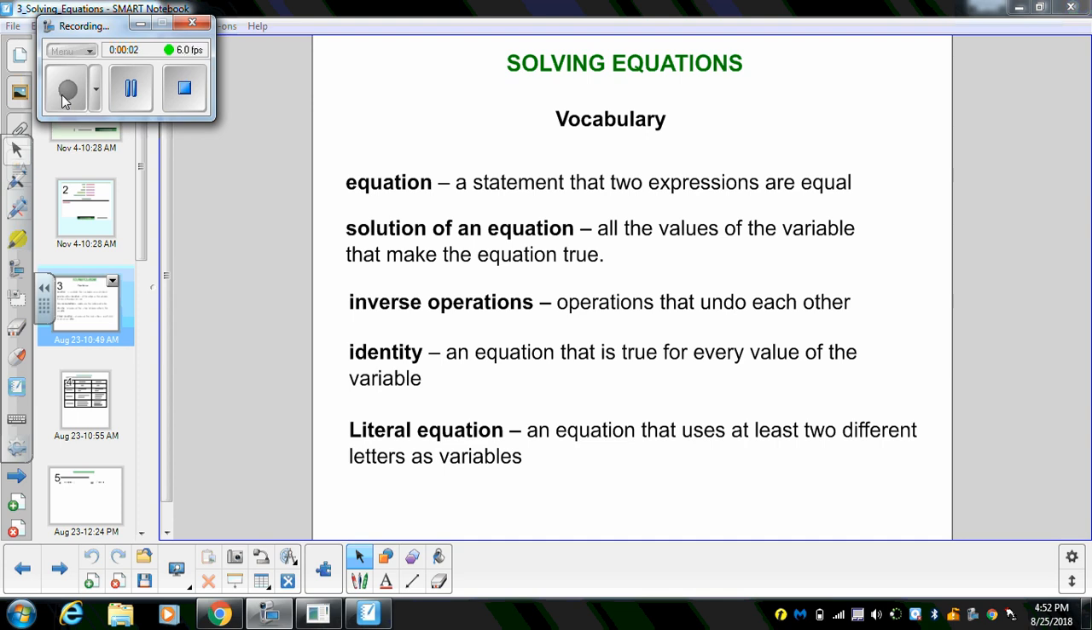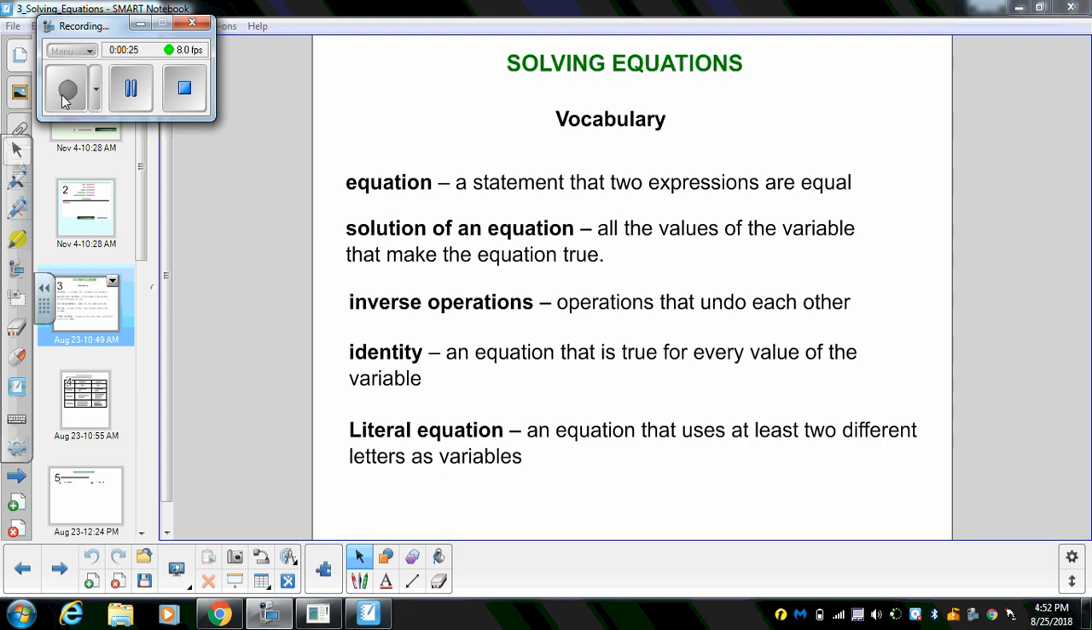Alrighty, today we're going to talk about solving equations. Some vocabulary you're going to need to know: an equation is a statement that two expressions are equal. A solution of an equation is all the values of the variable that make the equation true. The inverse operations are operations that undo each other.